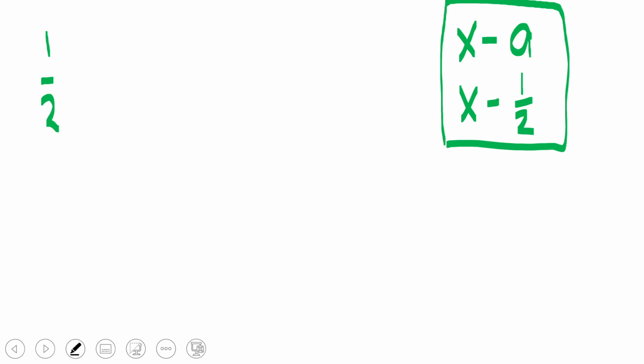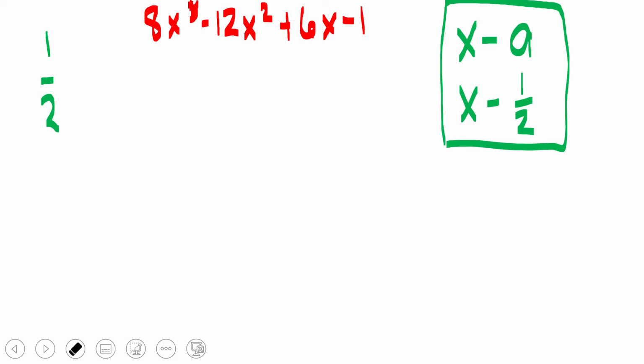We're going to take 8x cubed minus 12x squared plus 6x minus 1. Make that cubed a little bit better. It caught at the top. There it is, just catching at the top. Okay, that's supposed to be 8x cubed.